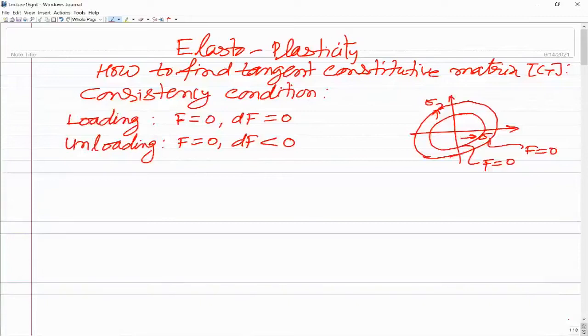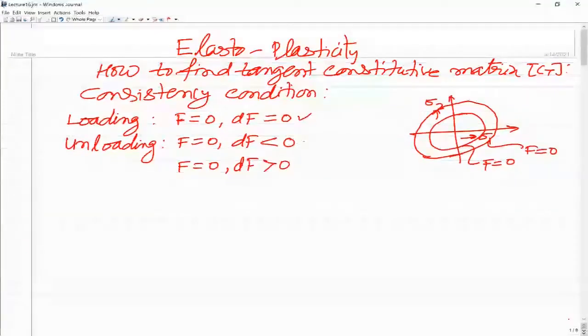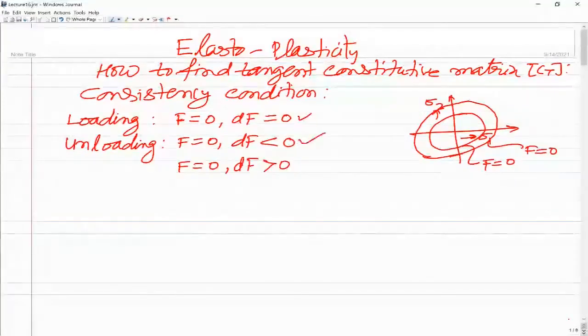And then you could think of the third possibility, that initially the material is yielding, and then can there be dF which is greater than 0? This is actually not possible. Either you will have loading of the material or unloading of the material. So either this will be the possible state, or this will be the possible state. This is not possible.